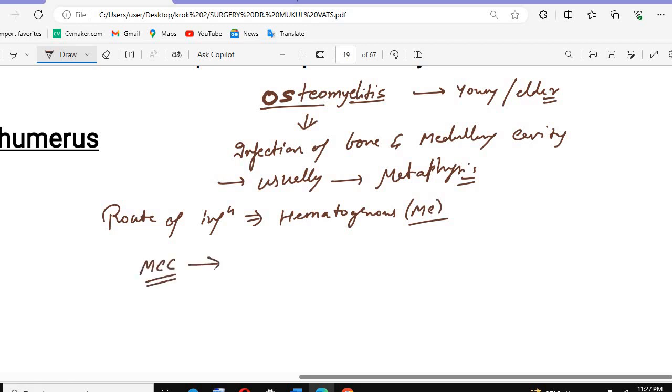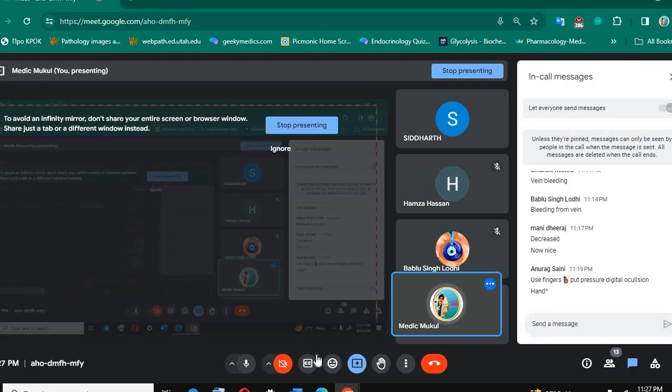What is the most common cause of osteomyelitis? And which is the most common cause in sickle cell anemia? Tell me these two questions, because they are the important ones. The most common cause of osteomyelitis, overall or the most common. This is the one question.